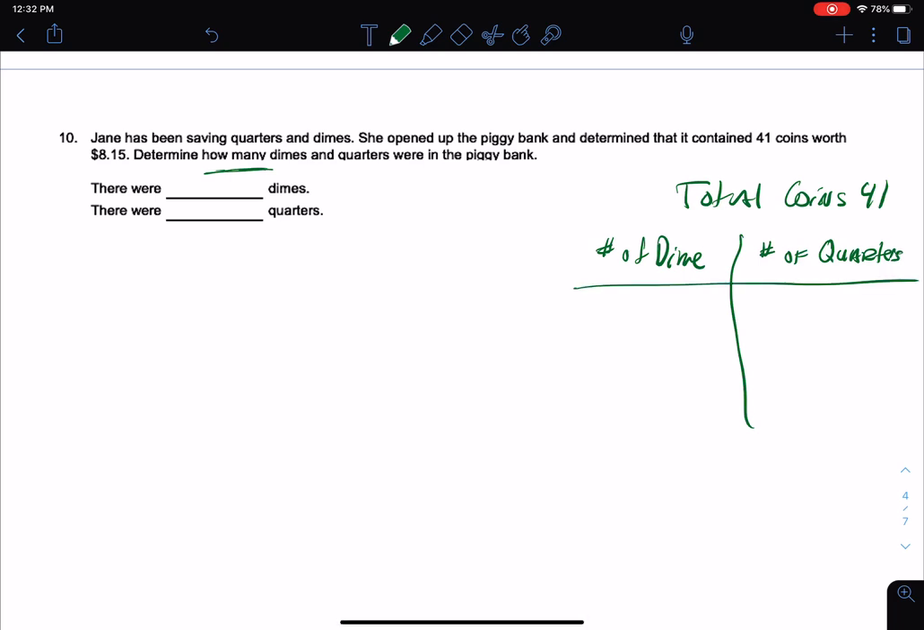Number of dimes and number of quarters. Well, just like the last problem, if we know how many dimes there are, then we will definitely also know how many quarters there are, because they both have to add to 41. It's a lot like the last problem.